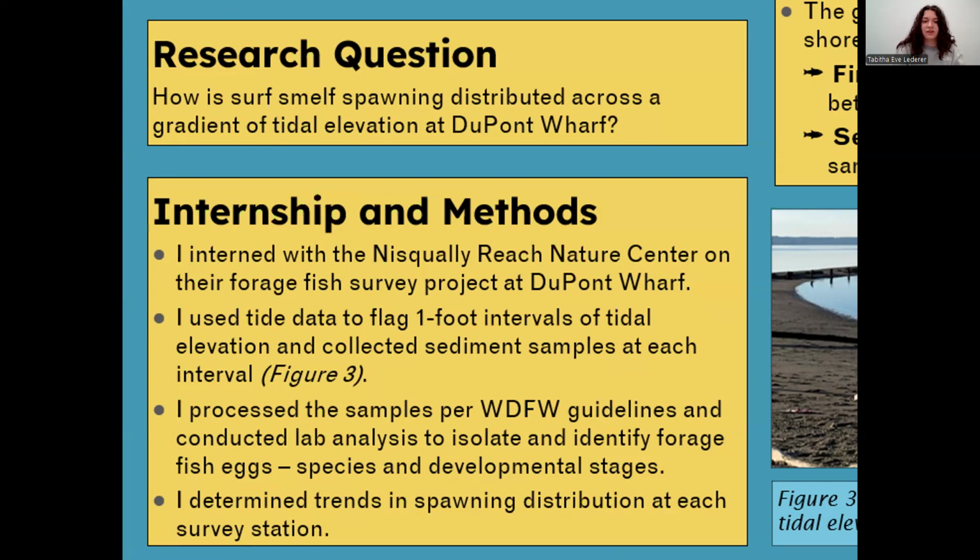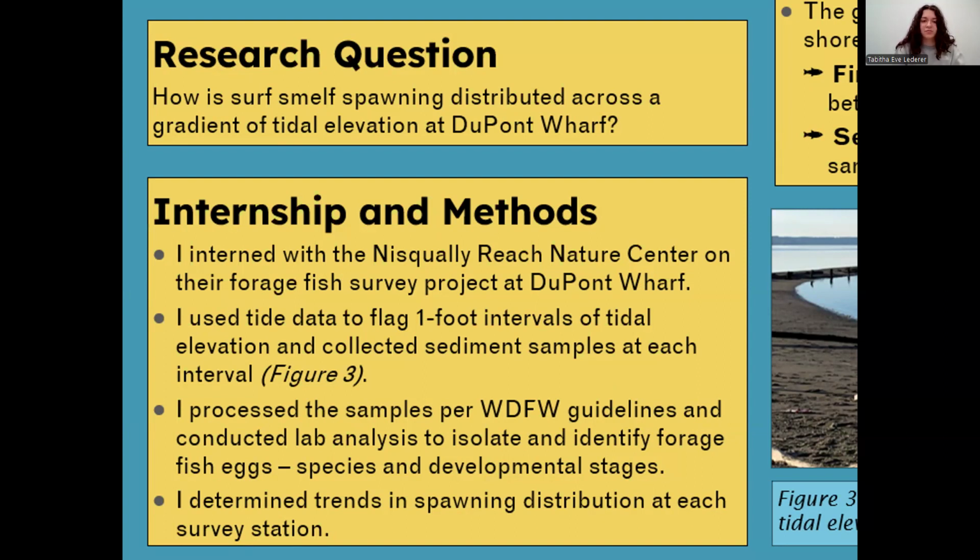The purpose of this project is to collect sediment samples along set transects on the shore and examine them for presence of forage fish eggs, specifically surf smelt and Pacific sand lance. And then this data is sent to the Washington Department of Fish and Wildlife and the Department of Natural Resources to help inform land management.